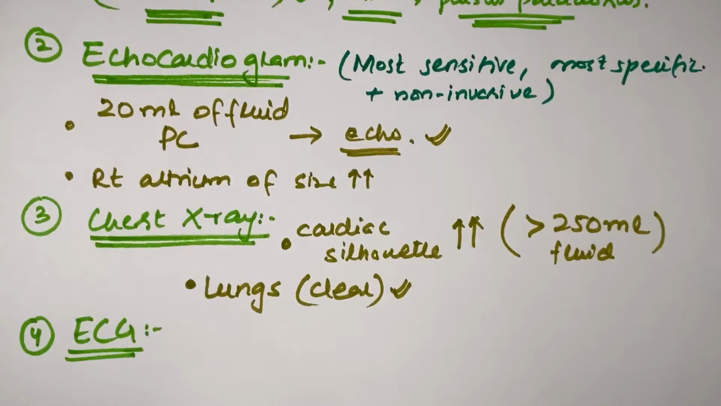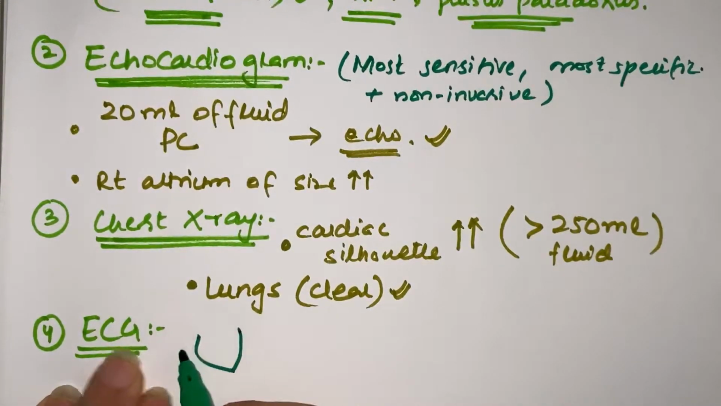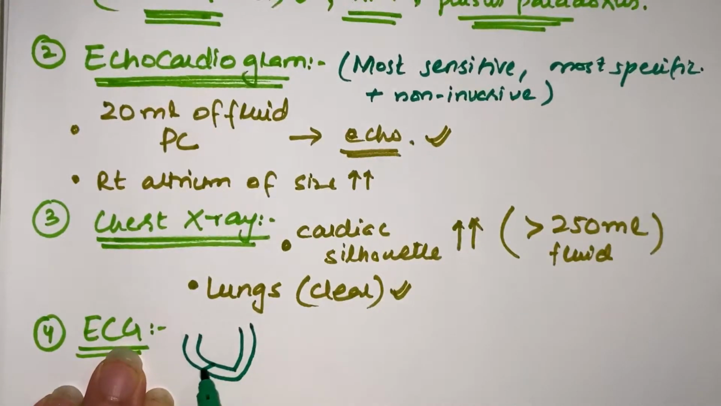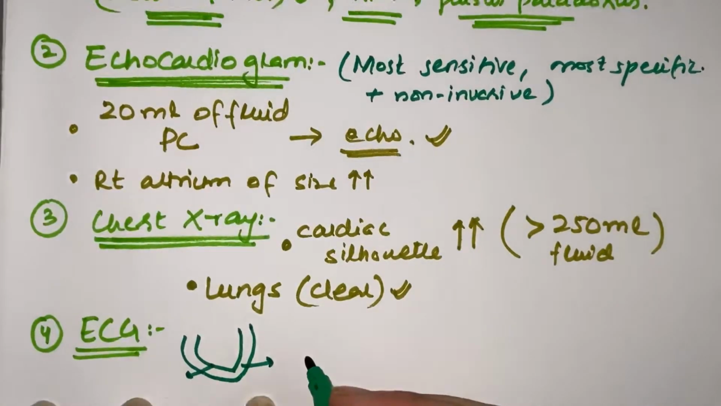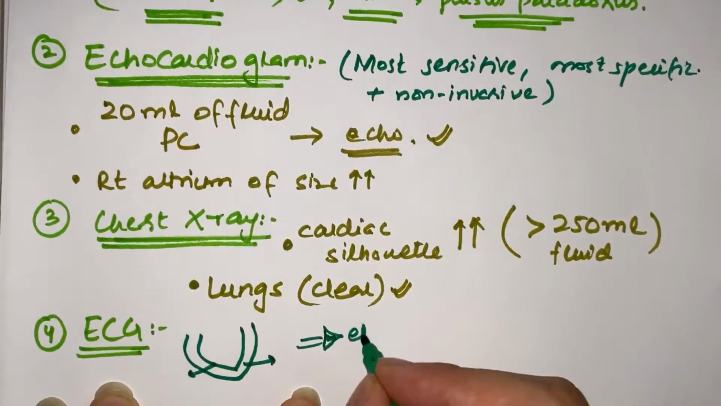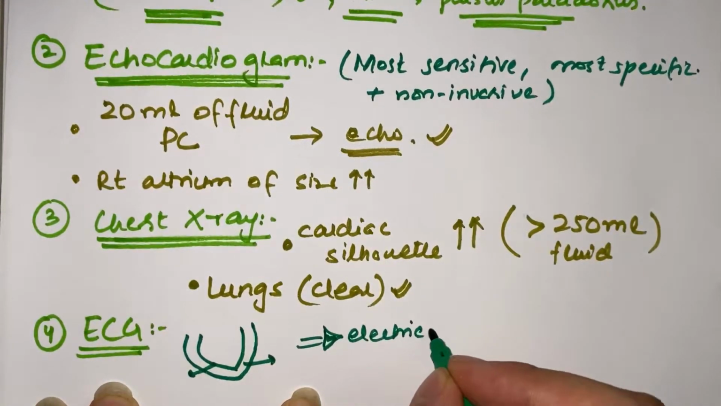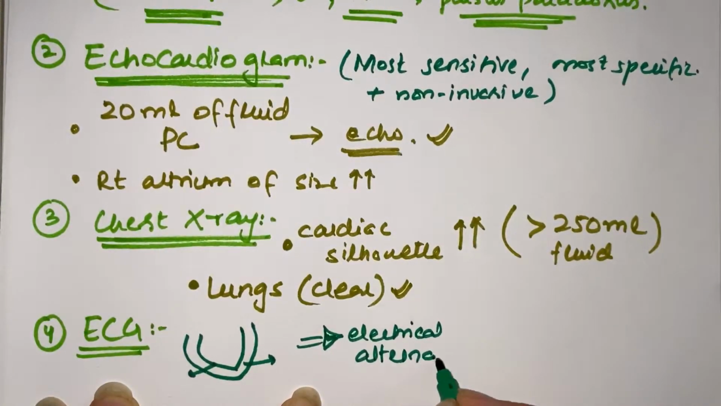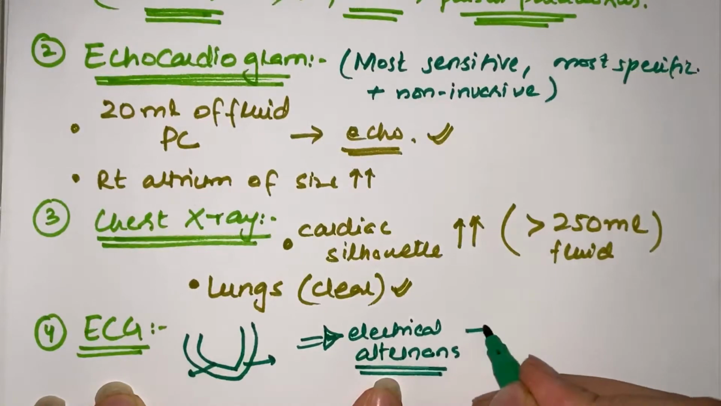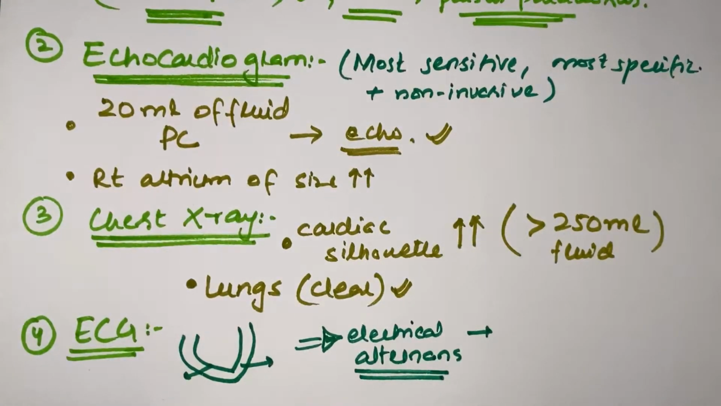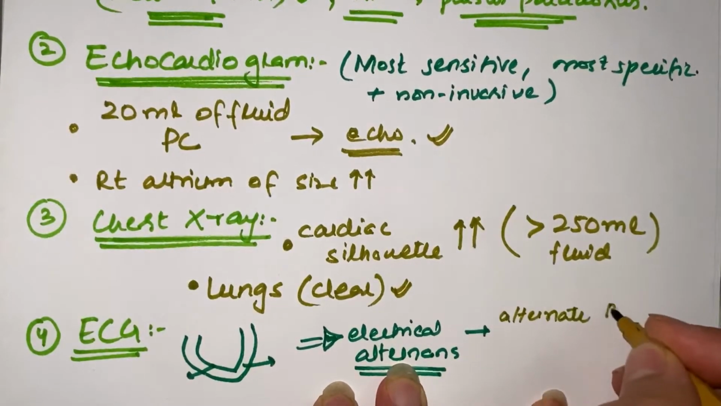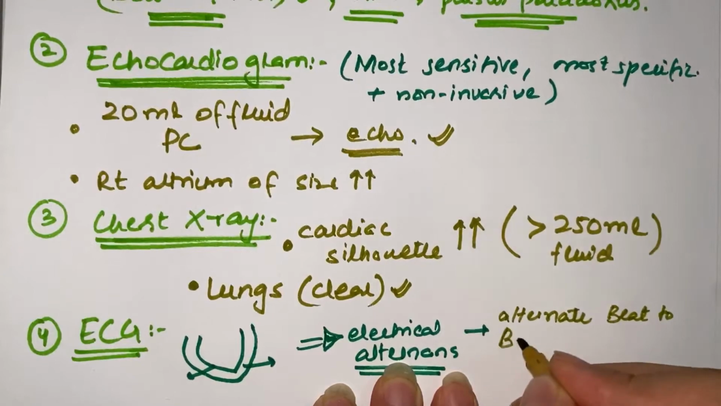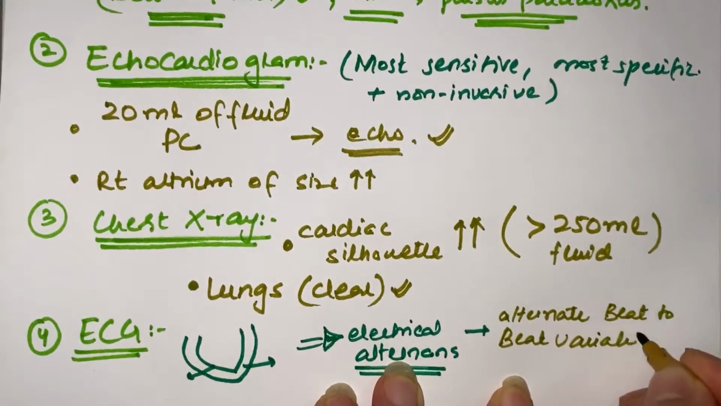In this case, what's happening is that there is fluid in the pericardial cavity, and suppose this is the heart and this is the pericardial cavity, so the heart is moving to and fro within the pericardial cavity with each contraction. So the characteristic feature we'll see is called electrical alternans. Now what does this mean? It means there is alternate, very important, one increase, one decrease. So an alternate beat-to-beat variation in the QRS amplitude.